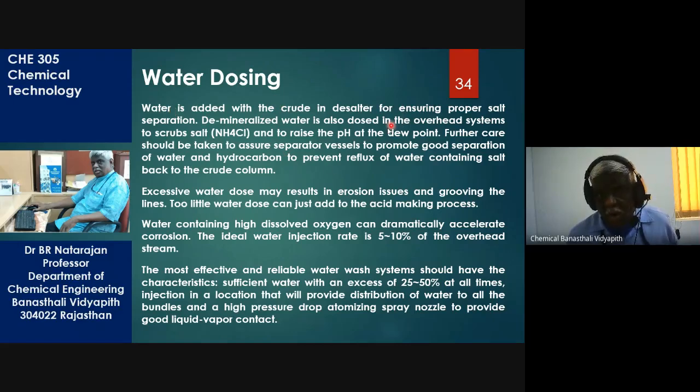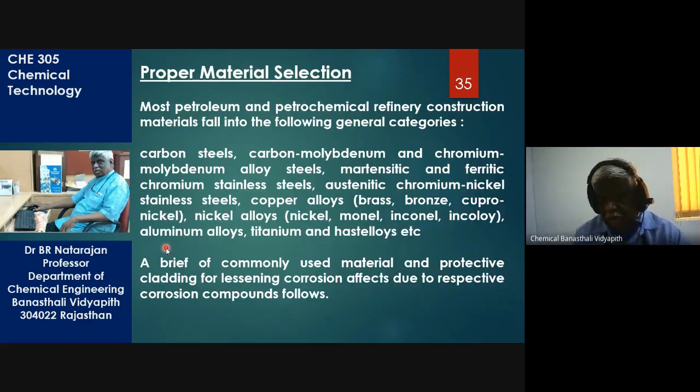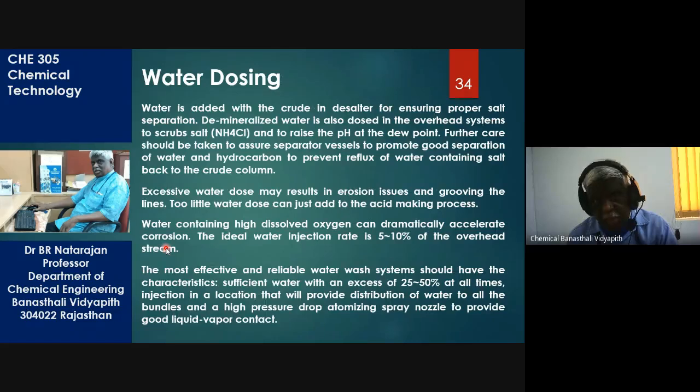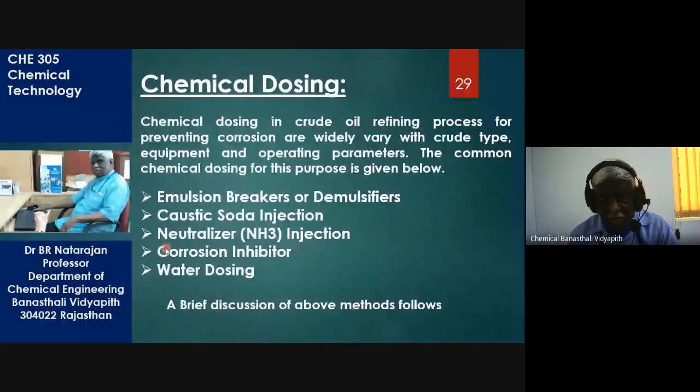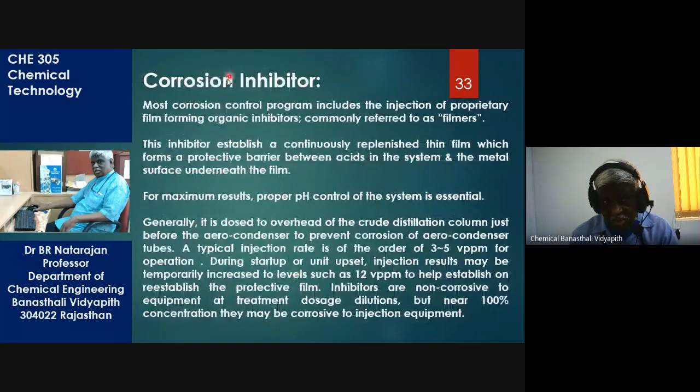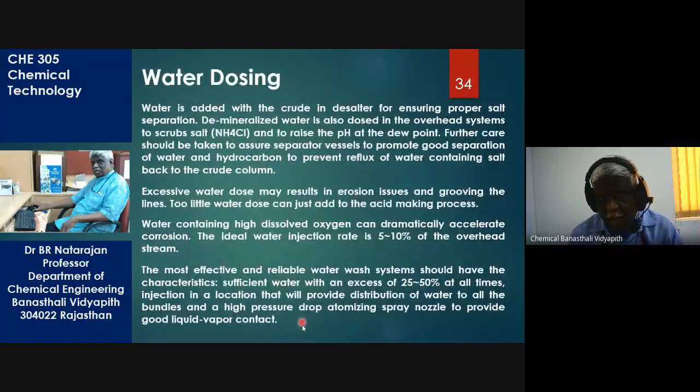And demineralized water is also dosed in the overhead system to scrub off the ammonium chloride, etc. So water dosing is another option. And that is about it. So we have seen the 5 methods: emulsion breakers, caustic soda, neutralizer, corrosion inhibitors, which are specialized chemicals, and water dosing.